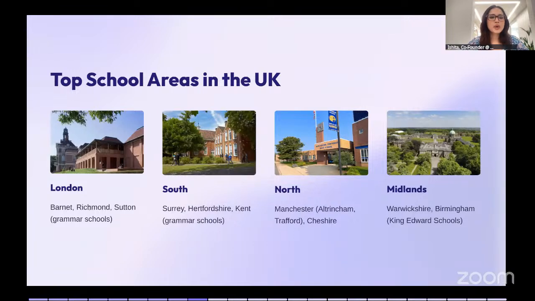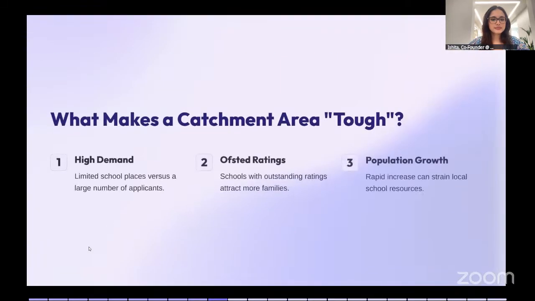Okay, so top school areas in the UK. There are many amazing grammar schools all over the UK. So for instance, in London, we have them in Barnet, Richmond and Sutton. I think someone asked a question about Sutton Grammar School in the chat, so we will tackle that soon as well. In the south, we also have Surrey, Hertfordshire and Kent. In the north of the UK, you have grammar schools in Manchester, Cheshire, and the Midlands, Warwickshire and Birmingham. Birmingham is home to the King Edward schools, which are some of the top grammar schools as well.